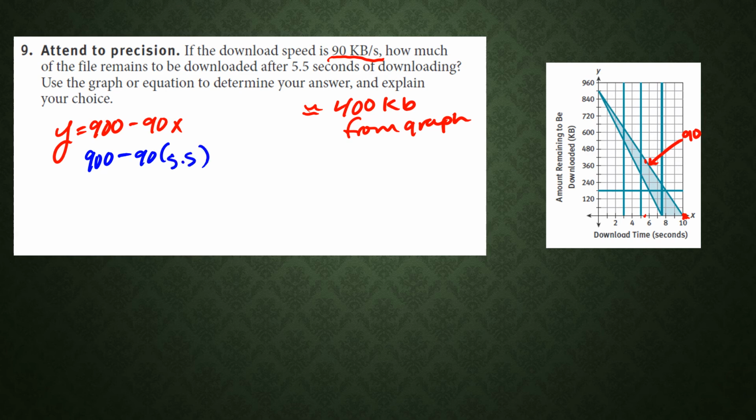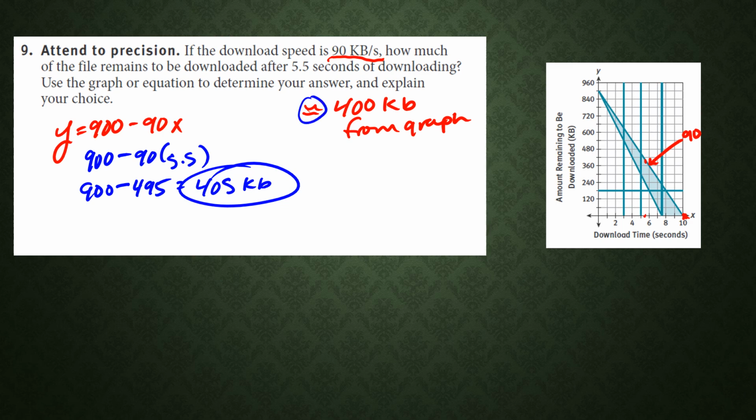So that would be, let's see, 900 minus 495. Well, we were close. That's going to give us like 405 kilobytes, which is more precise. But we could get approximate from the graph. Graphs are a lot harder to be precise on, depending on their scale and how accurate we can be.